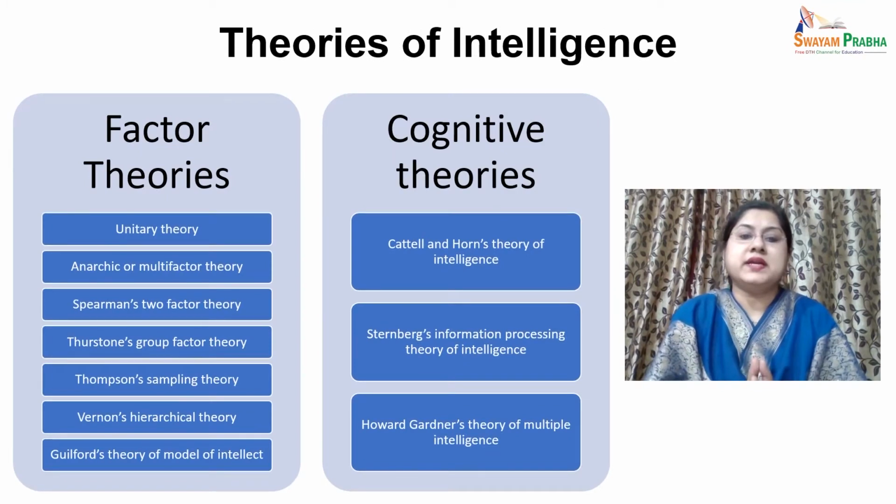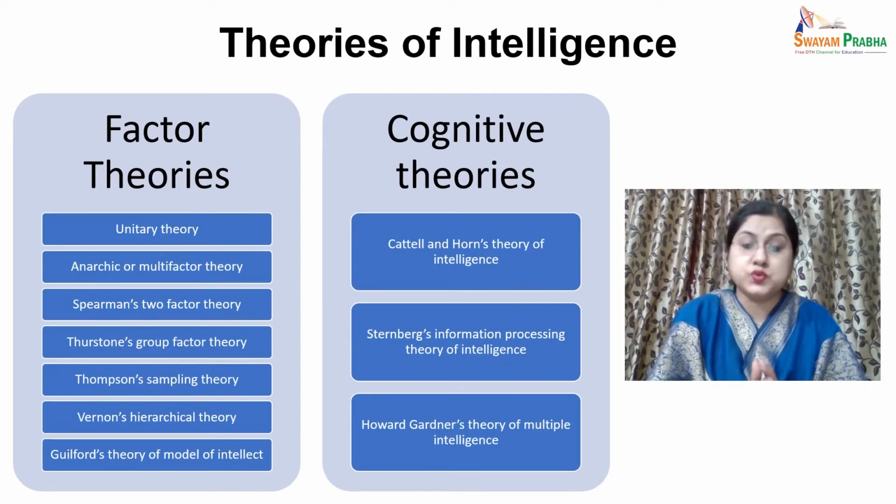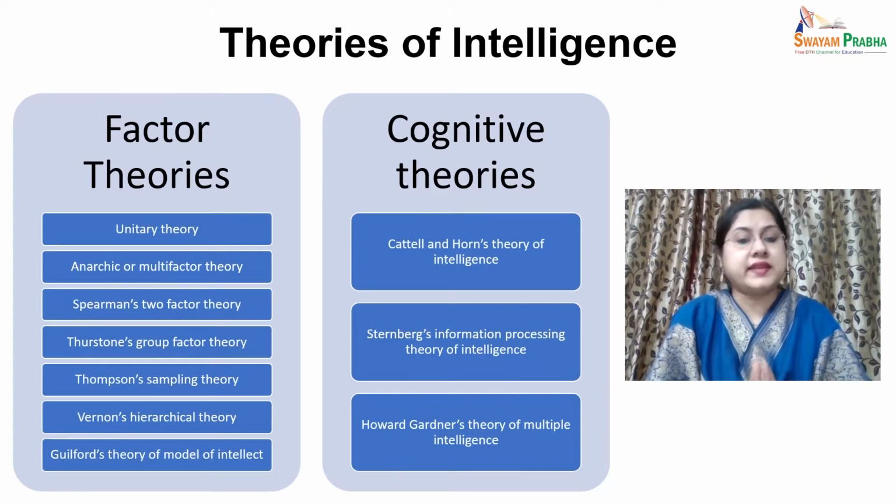Broadly, we can make a classification of theories of intelligence into two types. So what are those two types? The first one is the factor theories, and the second classification is the cognitive theories. Under the factor theories, we are going to discuss in brief the unitary theory, then the anarchic theory or multi-factor theory, then Spearman's two-factor theory, Thurston's group factor theory, Thompson's sampling theory, Vernon's hierarchical theory, and Guilford's theory involving the model of intellect. These will be discussed in brief under the category of factor theories.